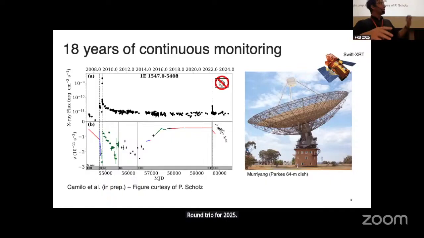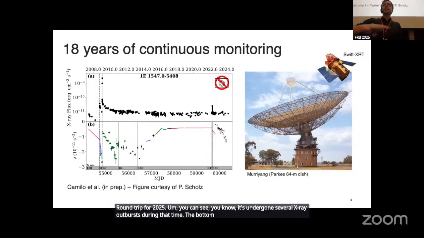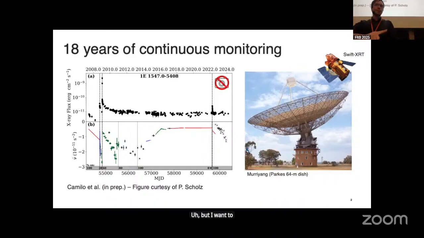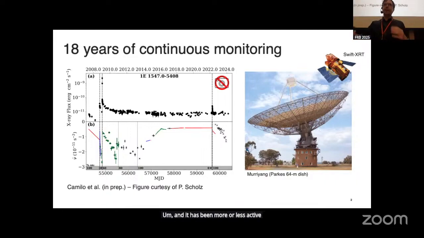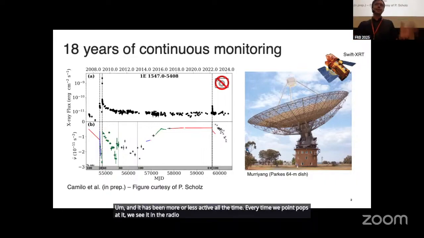And you can see, it's undergone several X-ray outbursts during that time. The bottom panel is showing the spin down rate as a function of time. But what I want to draw your attention to is the sort of gray band along the bottom there. That's kind of giving you a sense of the fraction of time that the magnetar is seen to be active in the radio. And it has been more or less active all the time. Every time we point Parkes at it, we see it in the radio. So this is the only persistent radio-loud magnetar that we know of to date.